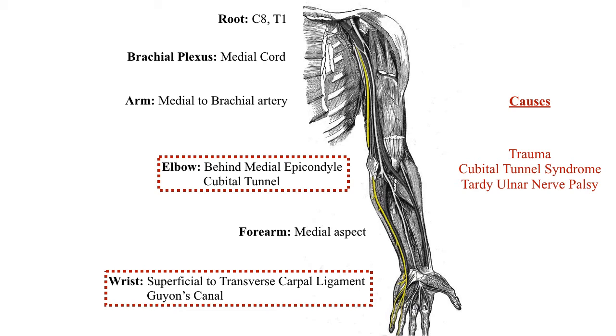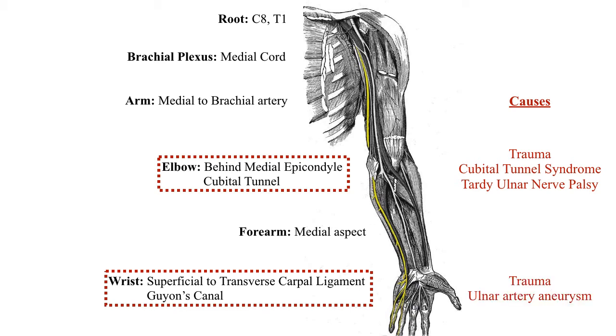Tardy means delayed. When there is cubitus valgus, as and when the forearm goes into valgus, it stretches the ulnar nerve which courses behind the medial epicondyle, causing a gradual onset ulnar nerve palsy because of stretch. So these are the three main causes at the region of elbow.